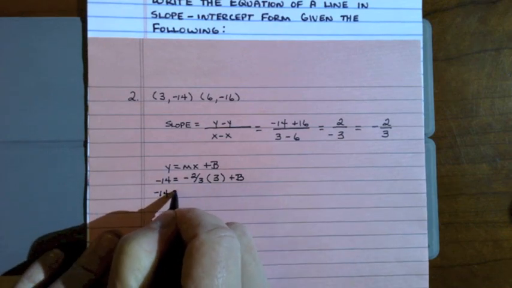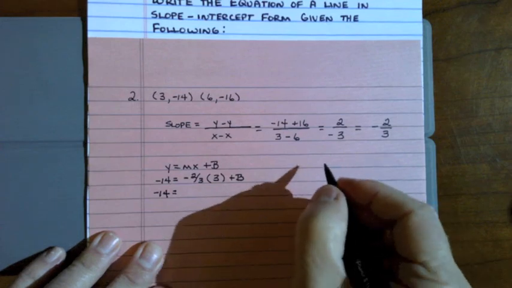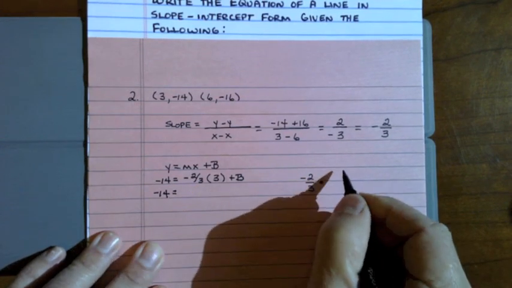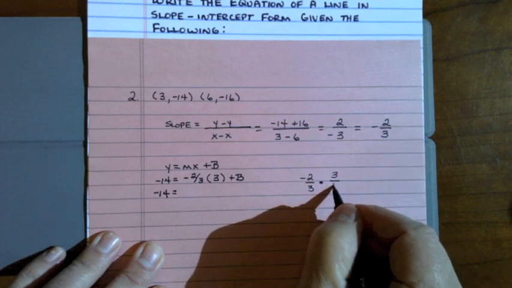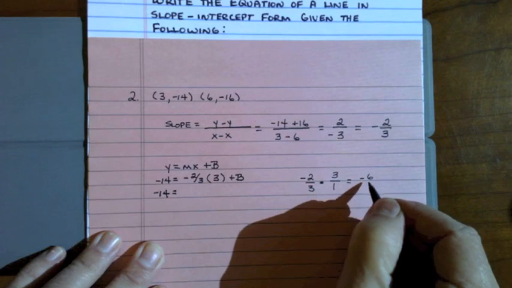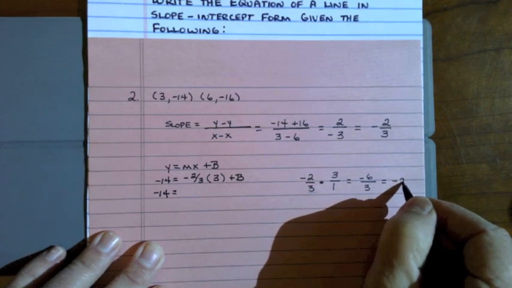Negative 14 is equal to, I need to take negative 2/3 and multiply it to 3. So negative 2/3 times 3, I'm going to write 3 as a fraction, 3 over 1. I multiply the top numbers, I multiply the bottom numbers, and then I divide.